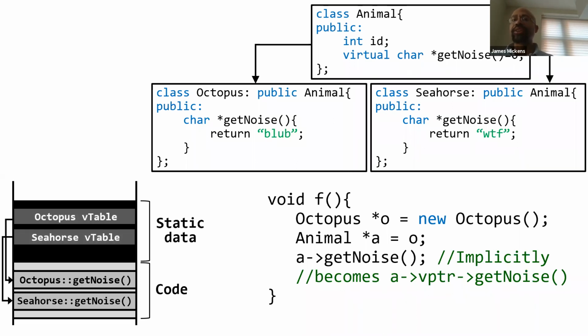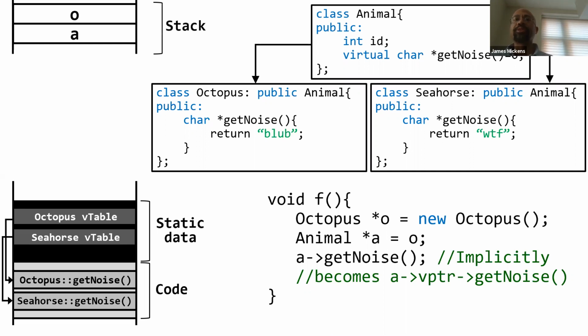Somewhere in the static data section, we're going to have the vtables for the two classes. You can think of the vtables as basically being this level of indirection, and each vtable is going to point to the functions that are associated with a particular class. So there's one octopus vtable, which points to all the functions that are implemented by octopi. And then there's a seahorse vtable, which points to all the functions that are implemented by seahorses.